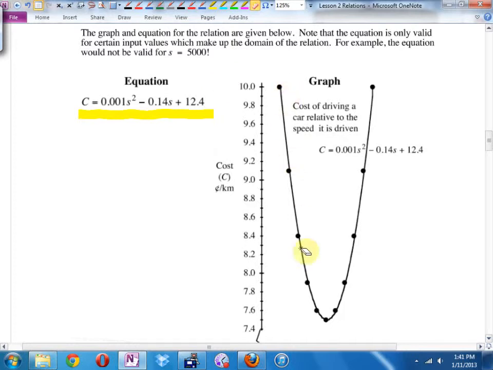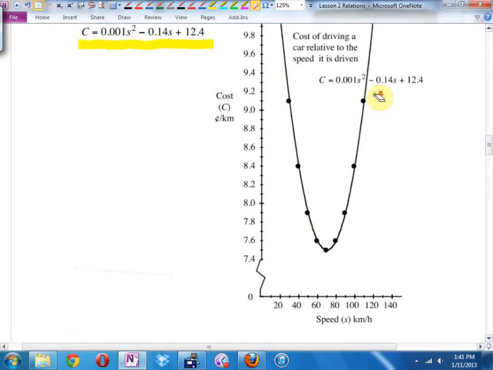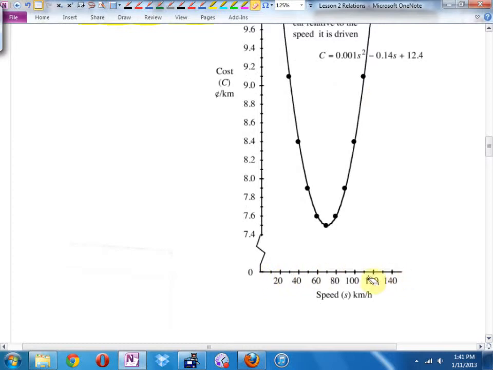Now, this graph is continuous, but my domain is not infinite. For example, would it make sense to graph a speed of 5,000 kilometers per hour? Can a car go 5,000 kilometers per hour? Brody? No. Your domain is probably between 0, because a car can stop, and 200 maybe is about the fastest a car can go. That would be the list of values that would be acceptable.